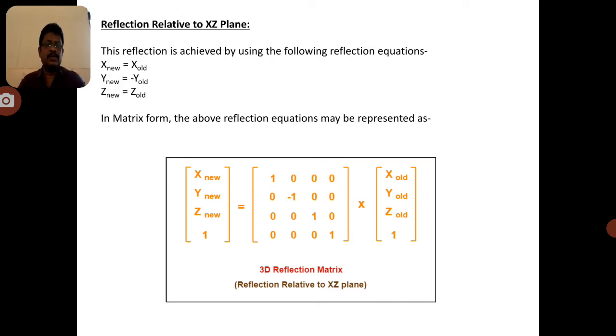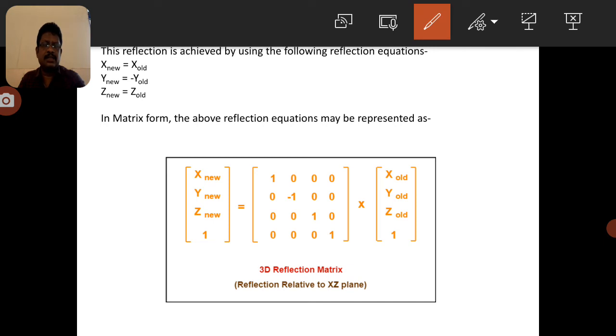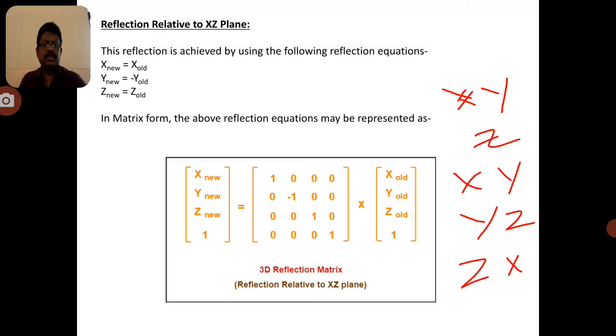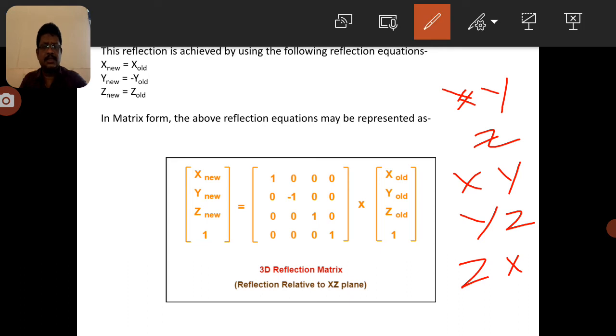And similarly you can observe in the reflection relative to the xz plane. So this is the third combination. The values will be identified like this. So here you can observe x and y and z values you have to consider. So the combination of xy, the combination of yz and the combination of zx. These three are the possible ways to take the plane. Now we are going to take the last one, that is zx.